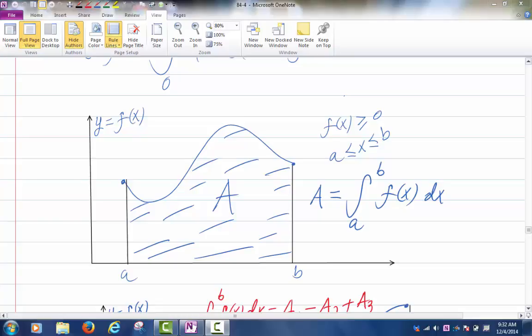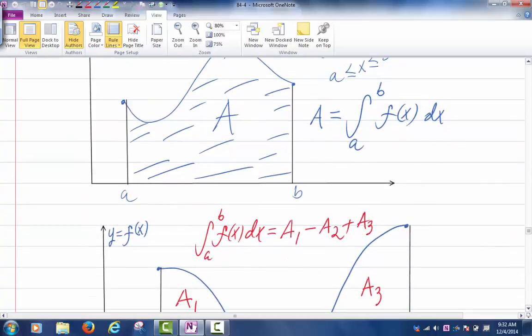Last time we finished on finding the area below the graph of a function f above an interval from a to b. So if f is not negative, then we know that the area A is given by the definite integral of f on the interval from a to b.